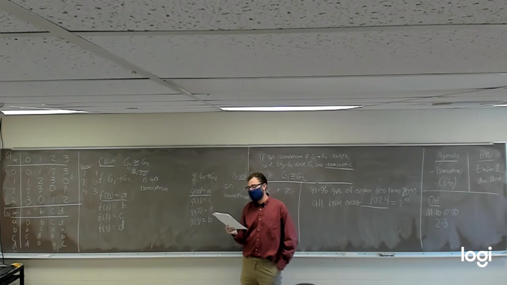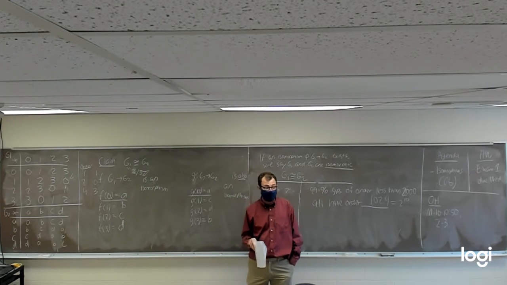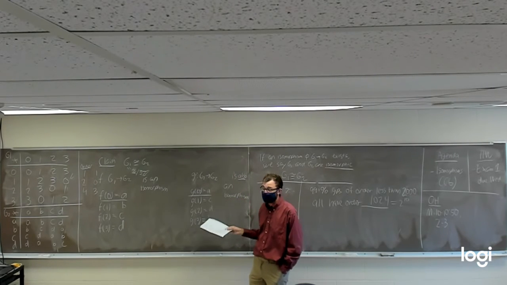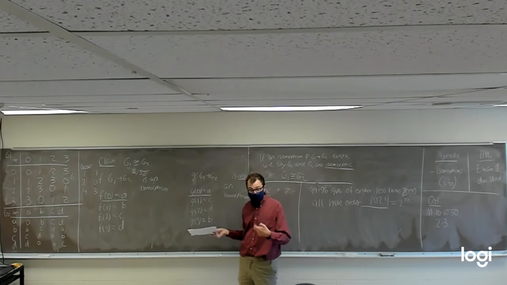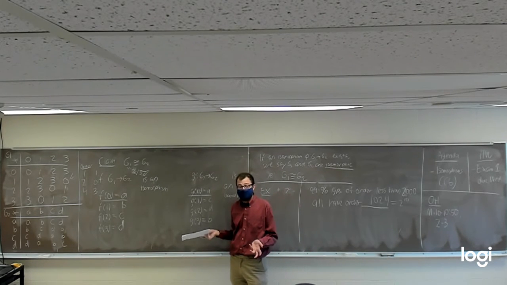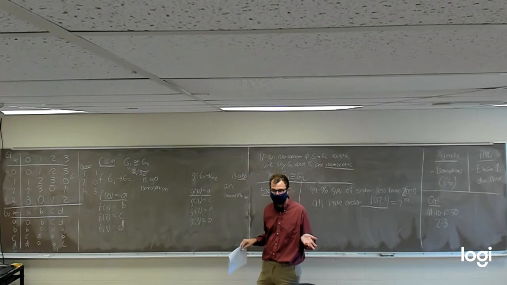Phi inverse is an isomorphism. If phi is an isomorphism, then the functional inverse, which should exist since phi is 1-to-1 and onto, we know there is an inverse map. Its inverse function also has to be an isomorphism. So isomorphisms work backwards. If G1 is isomorphic to G2, then G2 has to be isomorphic to G1.